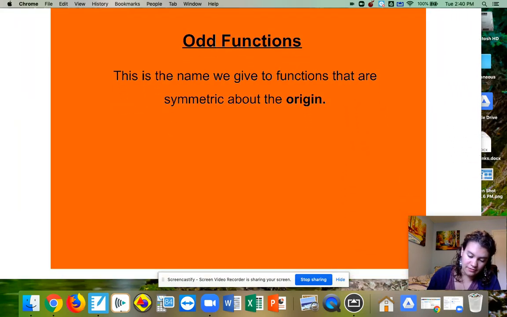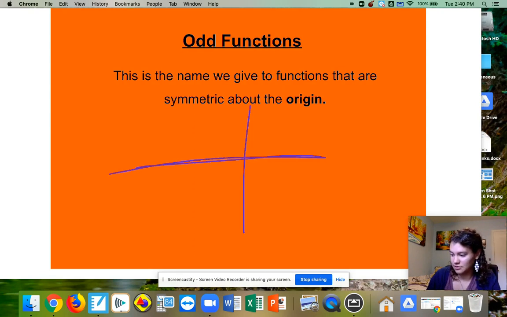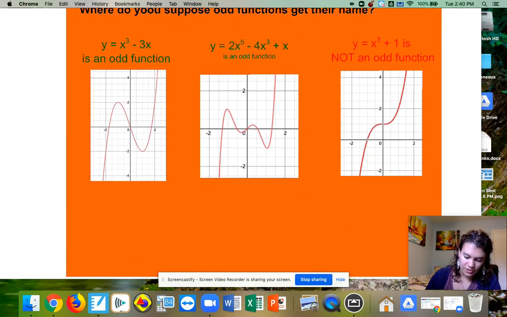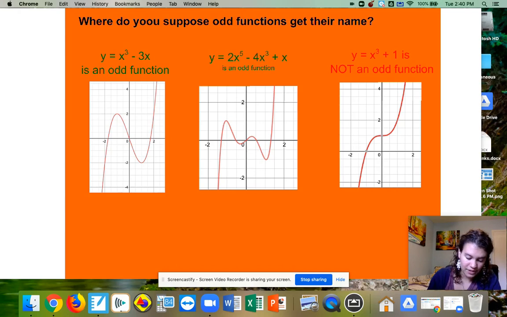So odd functions are symmetric about the origin. So if I go like that, these are going to be the same around this point. Here are some examples. Here's an odd function. If we're looking at the origin, one goes up, one goes down. It's like we're flipping it over this point. Here again, same idea, we're flipping it over this point. So this is the same as over there, this is the same as over there, etc.